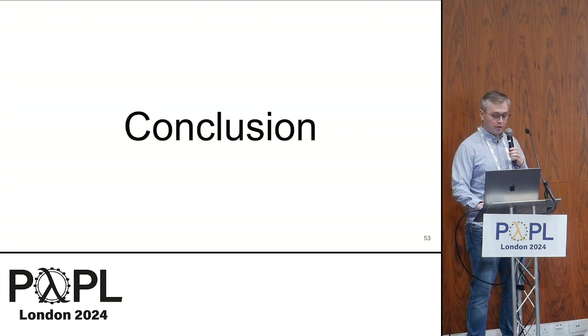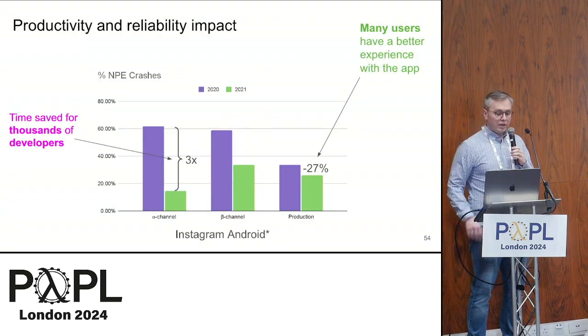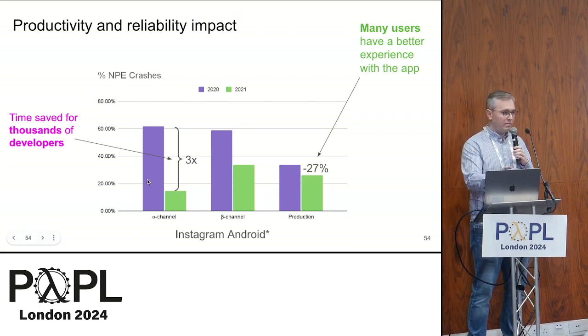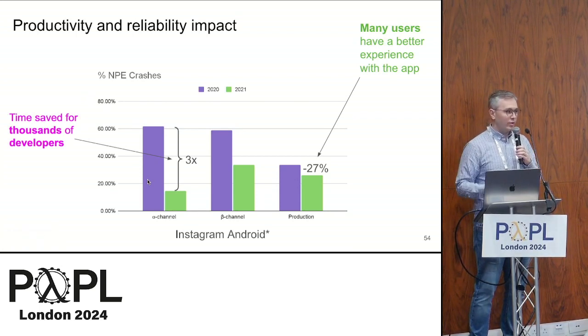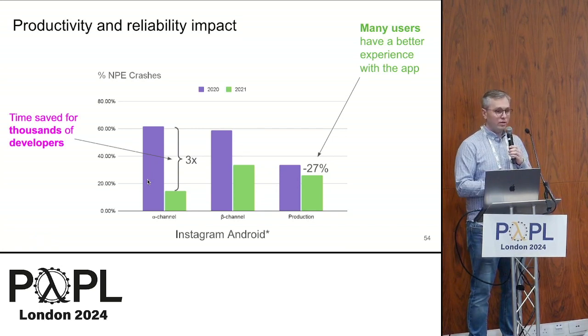these changes. And so here, I have the numbers for our Instagram Android app. When you see these columns for the alpha channel, beta channel, and production, the alpha channel is a pre-release version that is just enabled for a small fraction of users. Production is the current release that is enabled for billions of users.